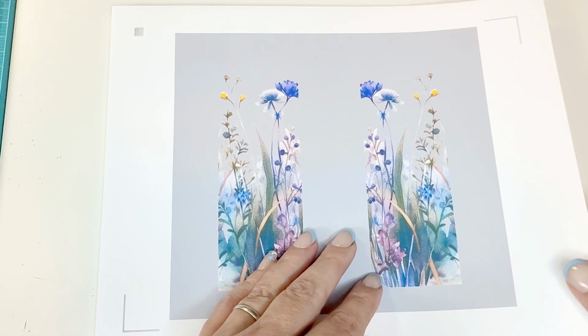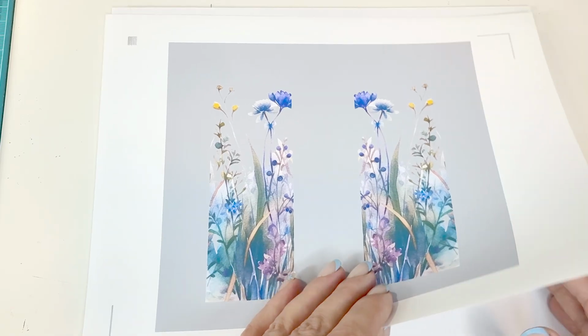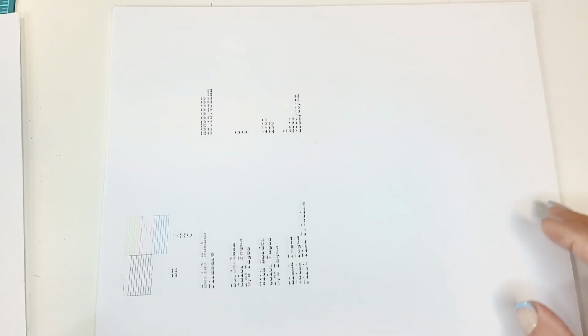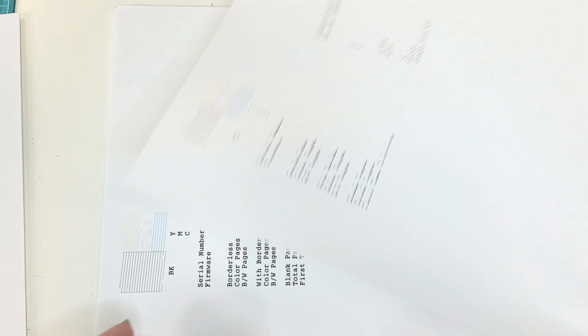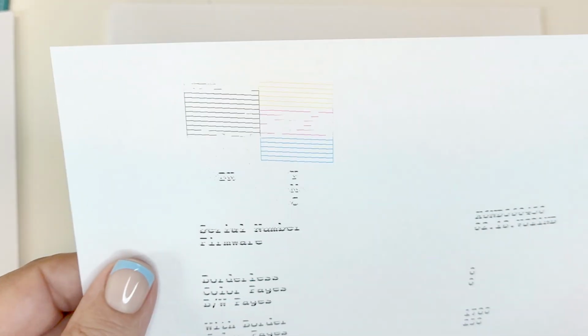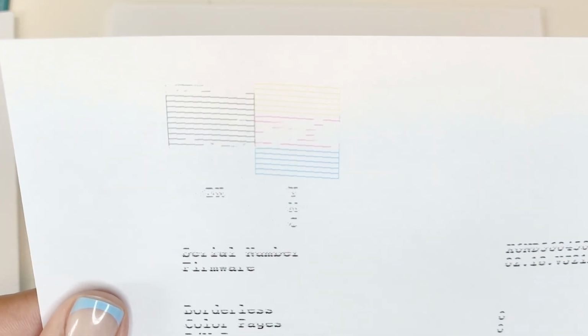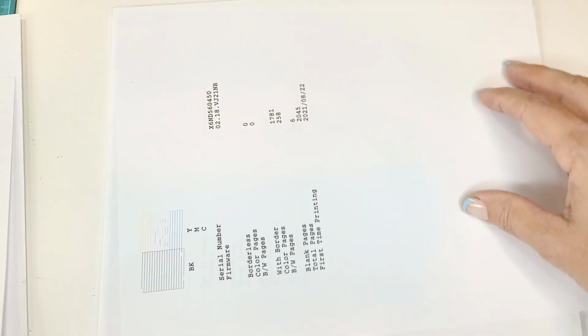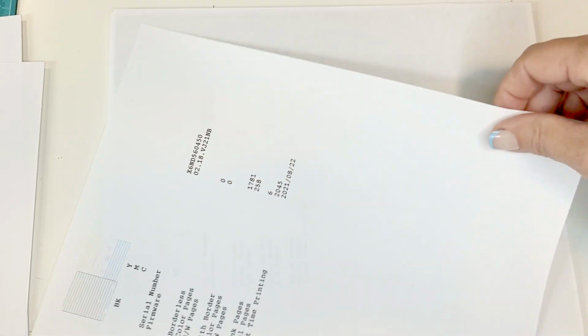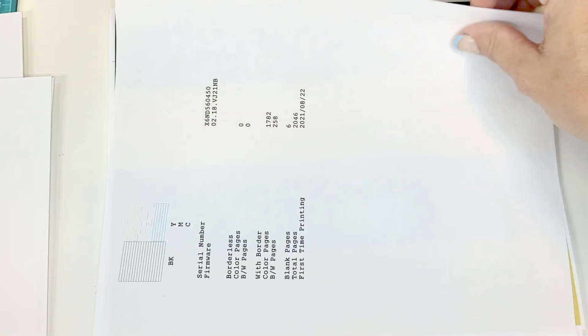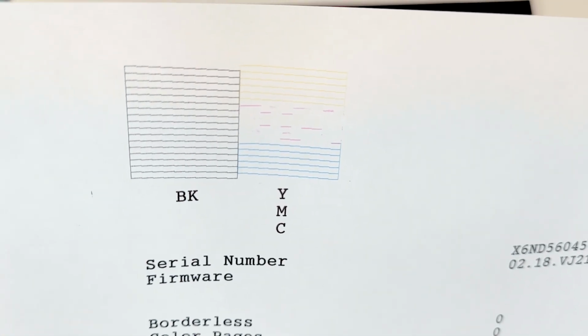Here is the first problematic print. After that, I did a nozzle check, and you can see some of the dots are definitely missing. So we're going to do the nozzle cleaning. I did another nozzle check after the cleaning. Some more dots are missing, and I attempted one more time. It still wasn't quite right.